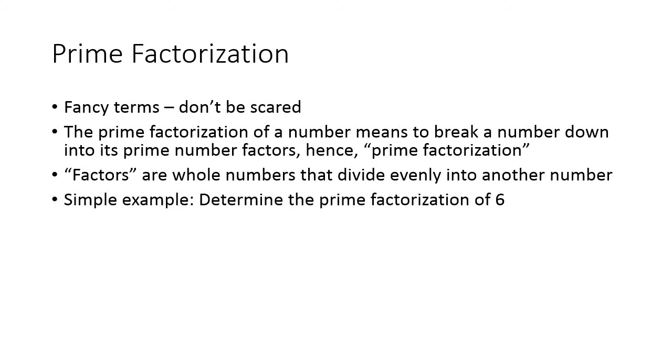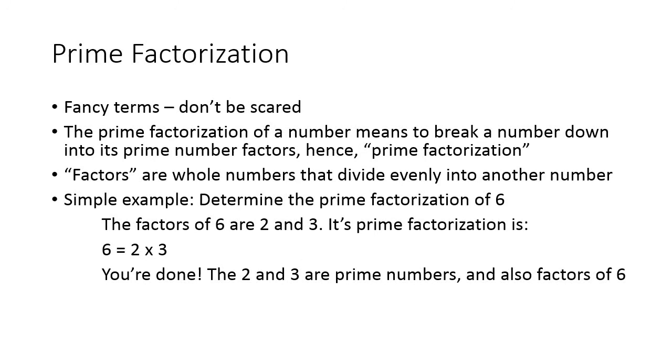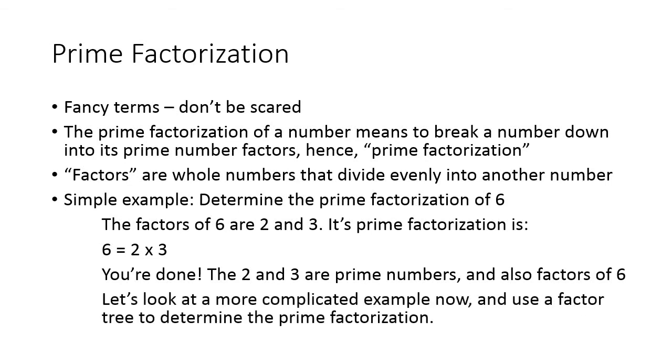A simple example: determine the prime factorization of 6. The factors of 6 are 2 and 3. Its prime factorization is 6 equals 2 times 3. You're done. The 2 and 3 are prime numbers and also factors of 6. Let's look at a more complicated example now and use a factor tree to determine the prime factorization.